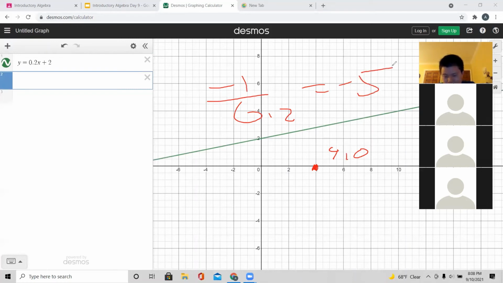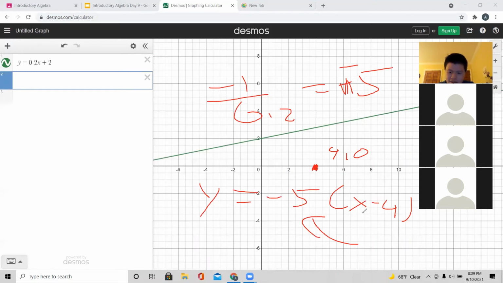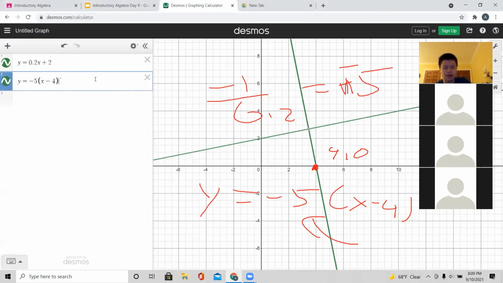So we know the slope already, which is -1 over 0.2 equals... no, it's -5. And we know a point, so why not just use the point slope form? So y equals -5 times x minus 4. So this is the line that would become perpendicular. So drawing this out, it is by a glance perpendicular.